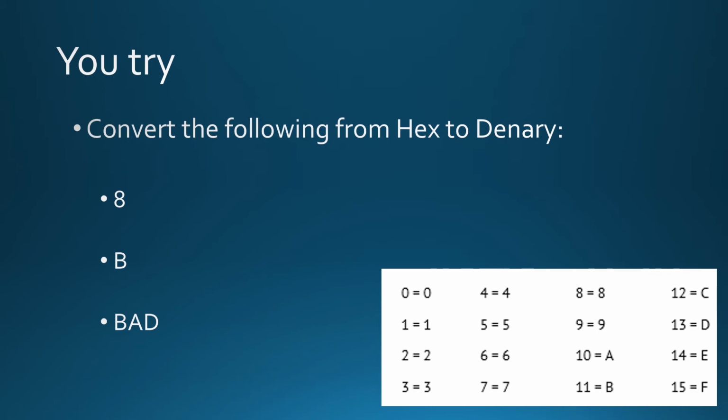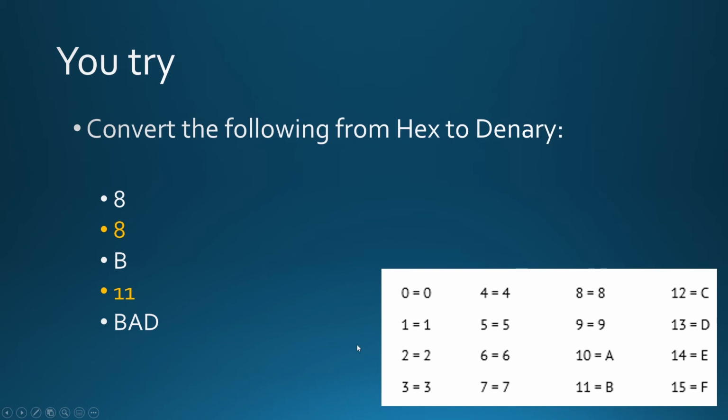Okay, welcome back. Well, 8. 8 is just 8. It's right there. Hex 8 is denary 8. Easy enough. And look, B. Hex B is denary 11, so there's no real difficulty there. Here's the real difficulty in the next one, BAD.